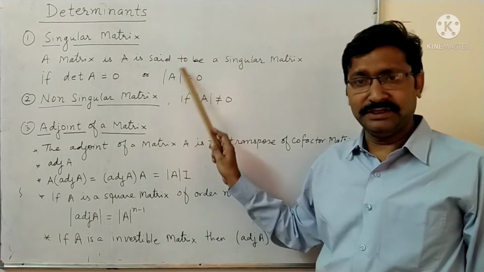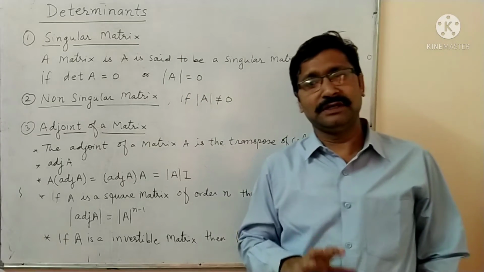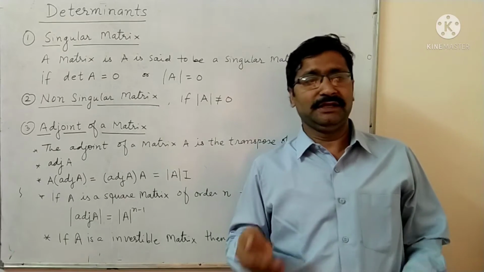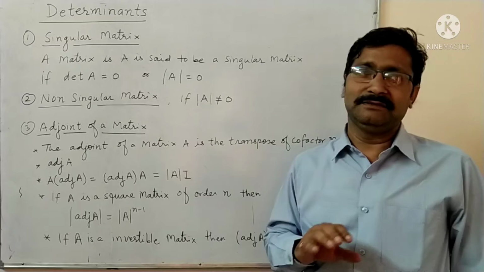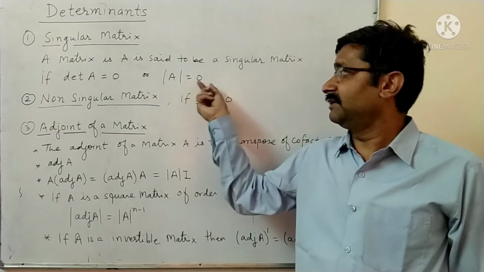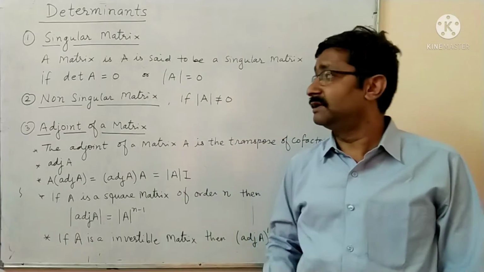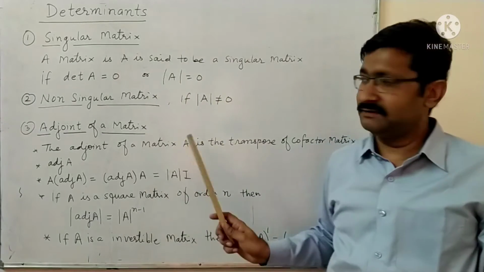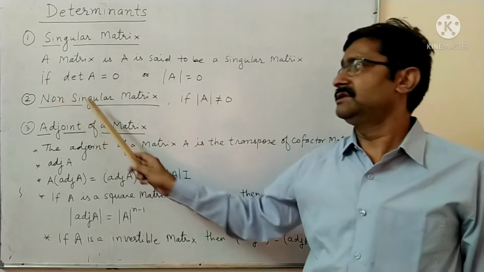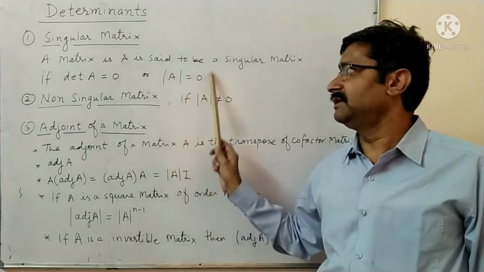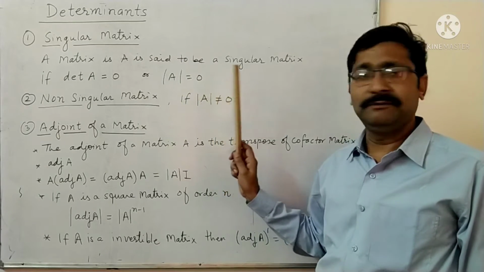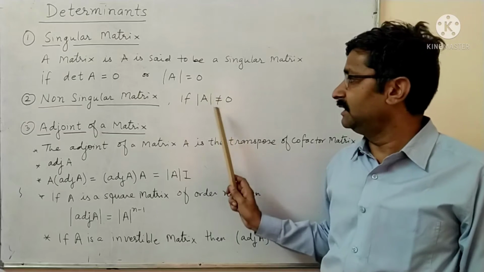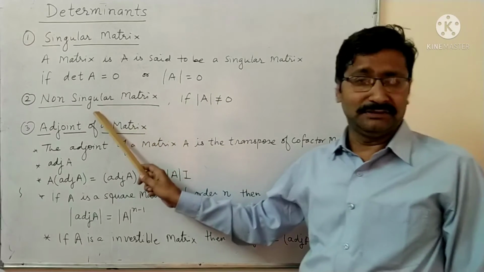So here a matrix is given, you have to convert it into determinant form, and that determinant you will solve, you will expand, and then you will find the value of that determinant. If the value is 0, then this matrix is called a singular matrix. Otherwise it is called a non-singular matrix. If you get the determinant value as a non-zero value, negative, positive, any real number, then it is called a non-singular matrix.